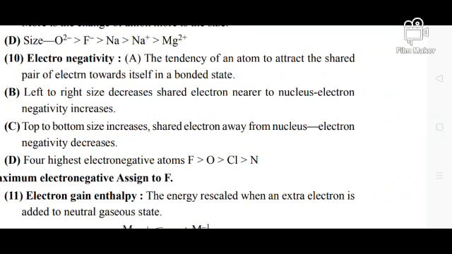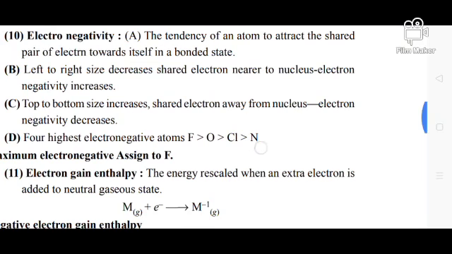The tendency of an atom to attract the shared pair of electrons towards itself is known as electronegativity. So it is the tendency of the atom to attract the shared pair electrons towards itself. When we go from left to right in the periodic table, electronegativity increases. Why is it increasing?